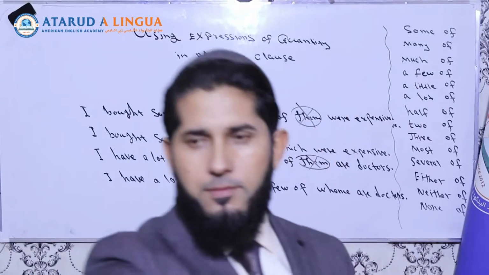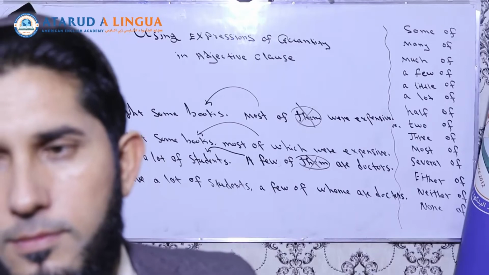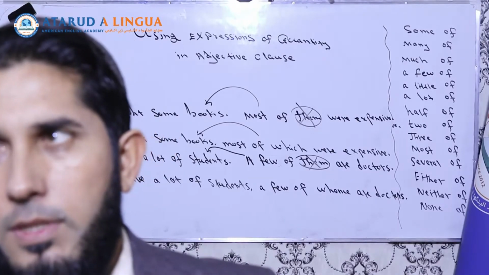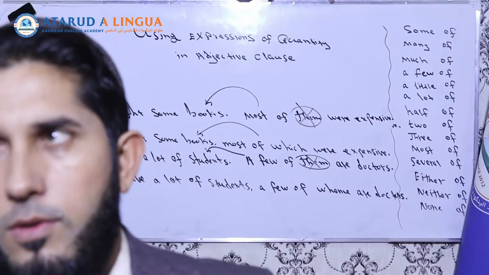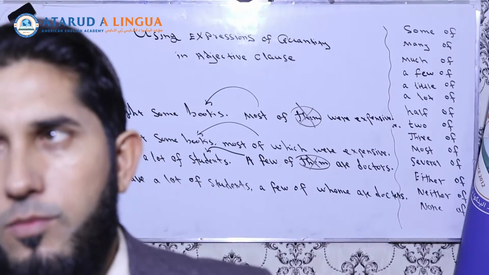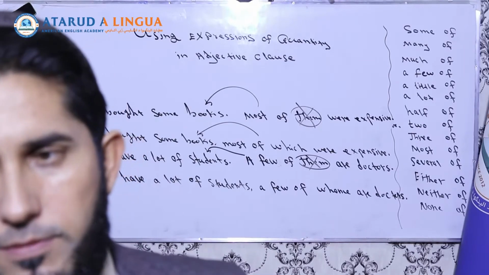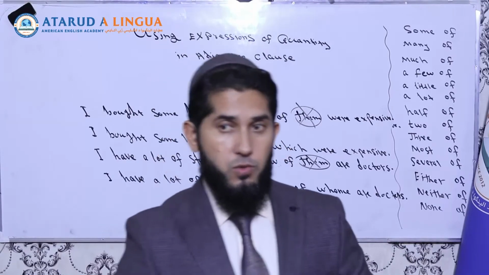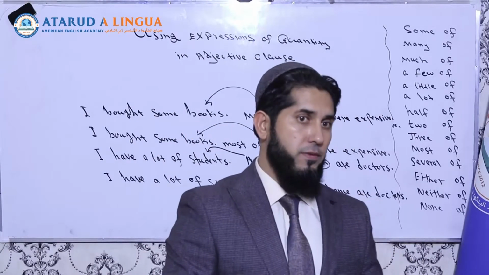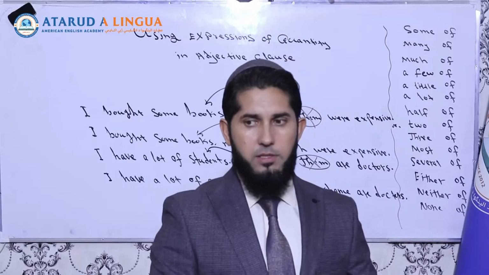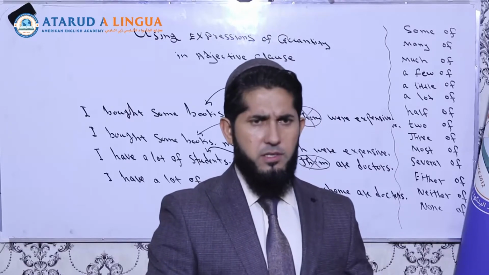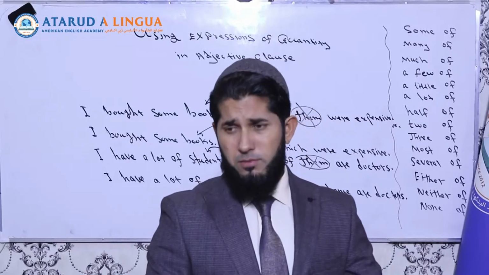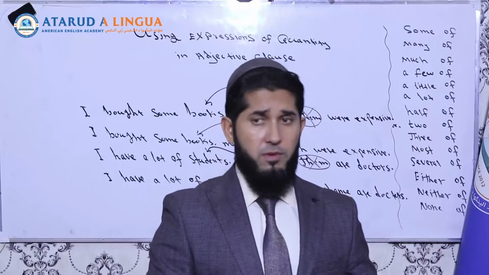I have lots of computers, a few of which are expensive. Instead of them, you use of which or of whom. Okay? If your adjective clause is modifying a noun that refers to things, ideas, qualities, places, then you say a few of which. Okay? If your adjective clause is modifying a person, people, then you say a few of whom or some of whom or a lot of whom.